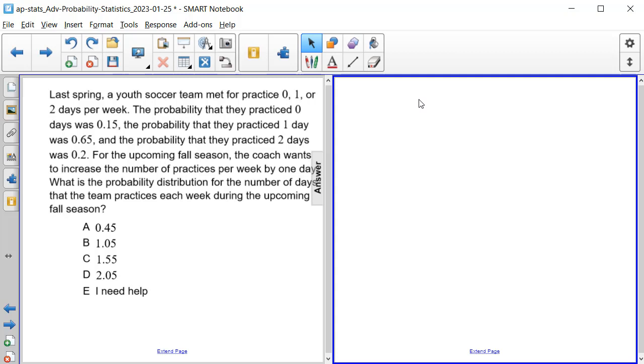For the upcoming fall season, the coach wants to increase the number of practices per week by 1 day. What is the probability distribution for the number of days that the team practices each week during the upcoming fall season? Well, first, let's actually figure out what the probability distribution is for the practices that occurred last spring.